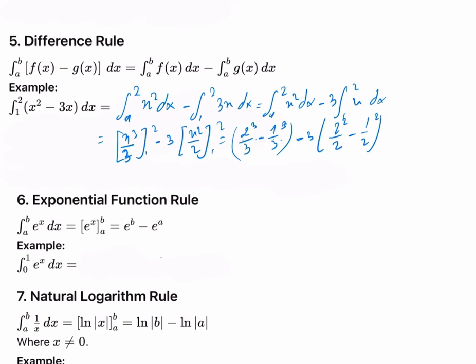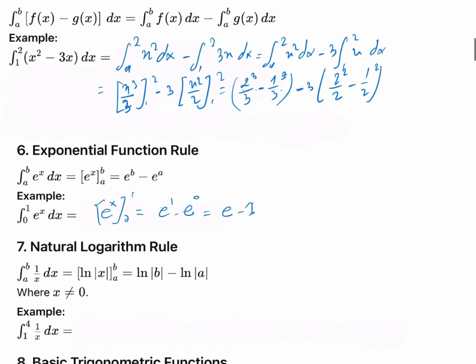So we have the integral from 0 to 1. I can just say this is e to the x from 0 to 1, which is e to the 1 minus e to the 0, which is e minus 1. Okay, very, very easy. It looks difficult, but it's not.